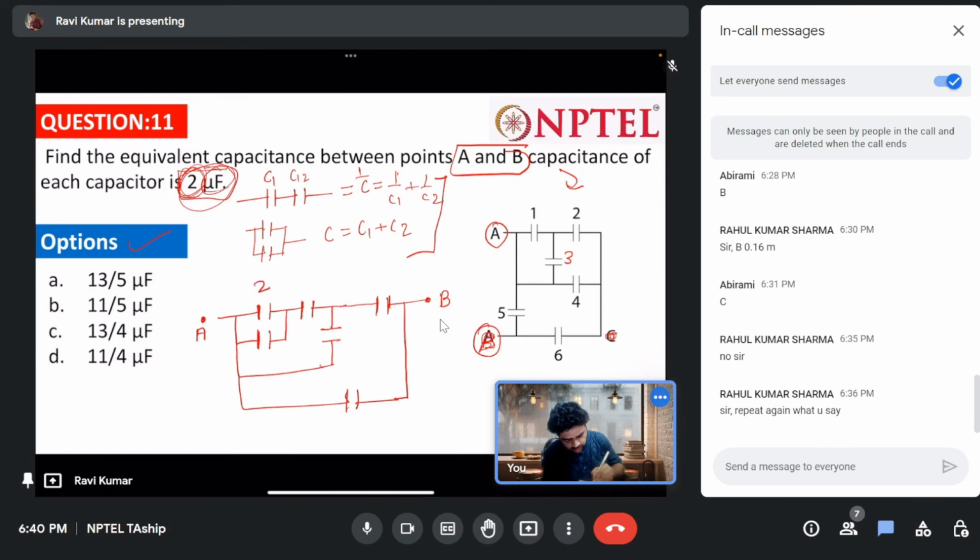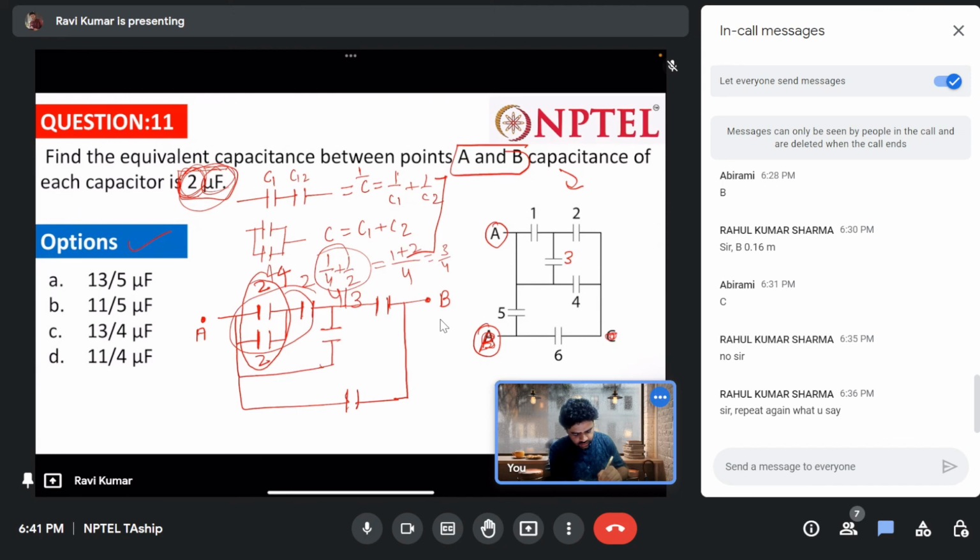If this is 2 and this is 2, then they will be added up. It will be 4 microfarad single. And this one is 4 and this one is 2. Then it will be 1 upon 4 plus 1 upon 2. How much will it be? You can say 1 plus 2 over 4, 3 by 4, or you can say 4 by 3. So the combination of these three will be 4 by 3.